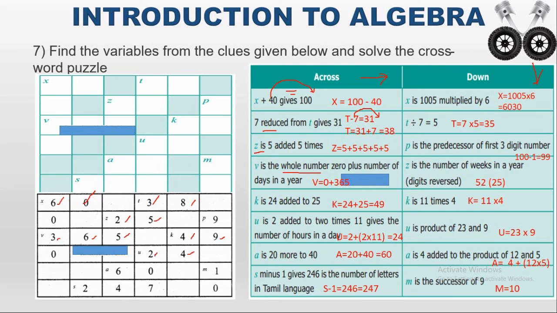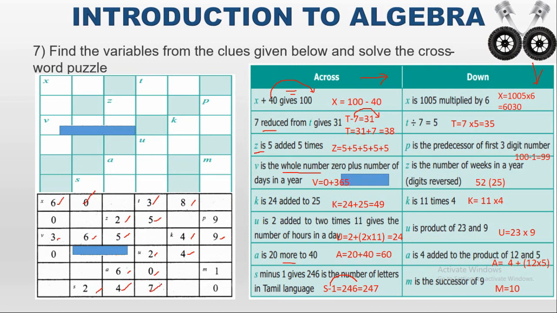Then A is 20 more to 40. So more means you have to add. So A equals 20 plus 40, which is equal to 60. So you have to write the A value as 60. Then S minus 1 gives 246, the number of letters in the Tamil language. So S minus 1 equals 246. Minus 1 in LHS, when it goes to the RHS, it will become plus 1. So 246 plus 1, its value is 247.